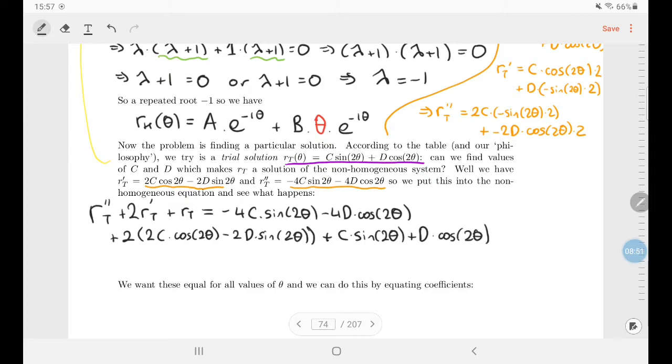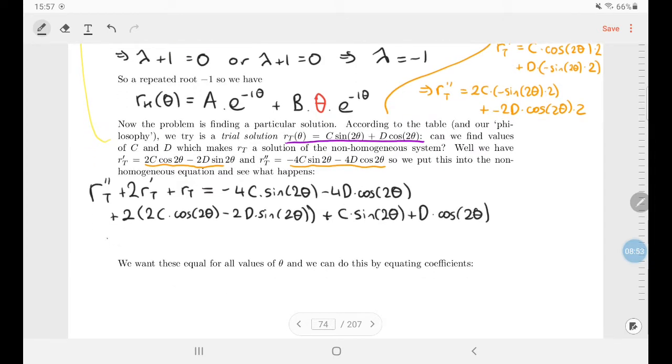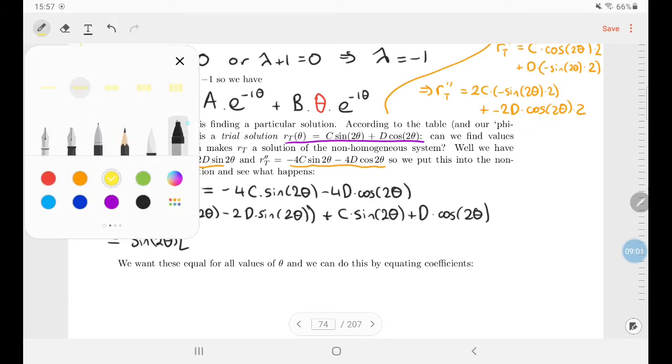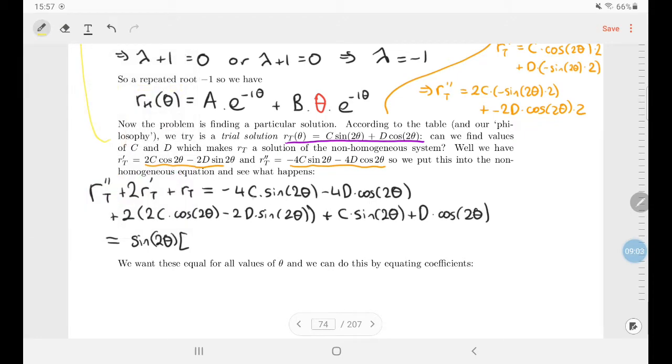And now let's put all the sines and cosines together. So this is equal to sine of 2 theta. I'm going to highlight all the sine terms. So you're going to have this one, but don't forget the 2, and this one. So the first one gives you minus 4c. That one isn't too bad.